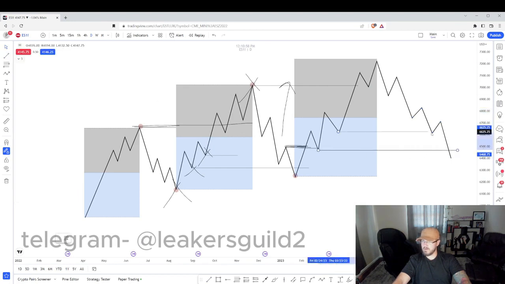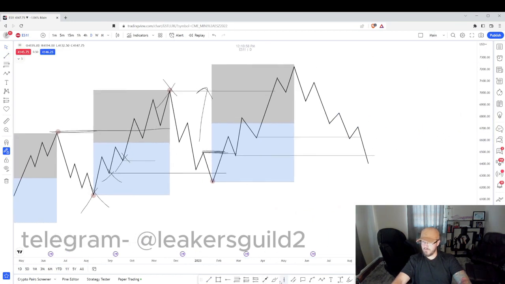Back to internal liquidity. And then you wait for that shift, because just because this happens doesn't mean you're 100% going to continue up. You wait for the market to shift with energy, and then now you went from internal liquidity, now you're going to go to external liquidity.